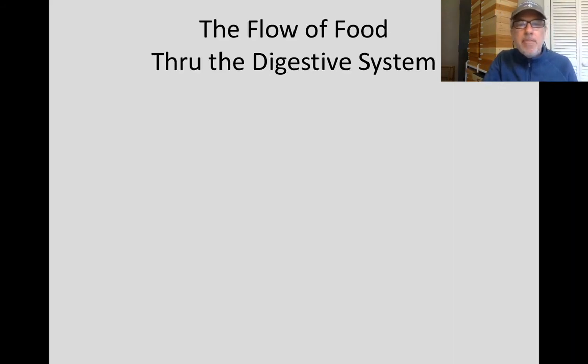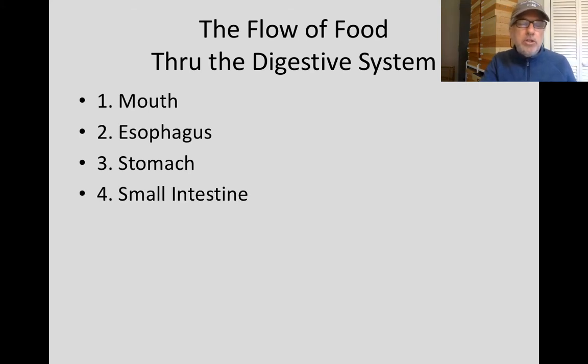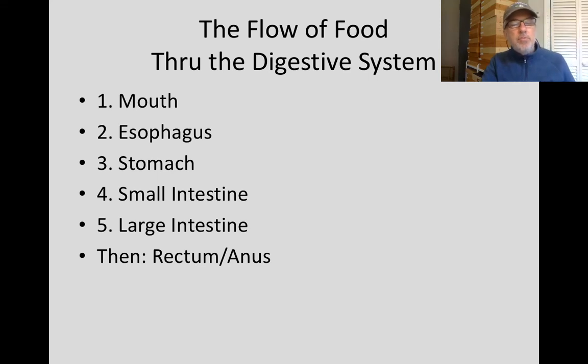But before we get there, let's follow the flow of food through the digestive system. Well, food goes in through the mouth, and then it passes down the tube between the mouth and the stomach called the esophagus, and then it goes into the stomach, and then it goes into the small intestine, and then into the large intestine, and then into the rectum, and then it is finally eliminated through the anus. So that's the path. You all should know that path.